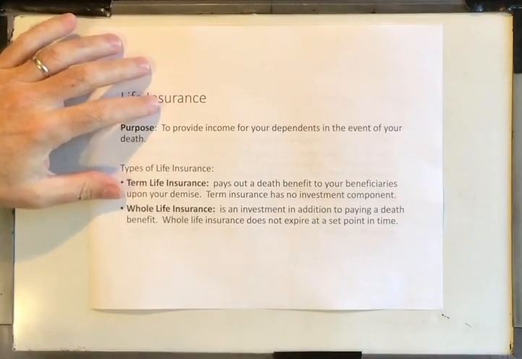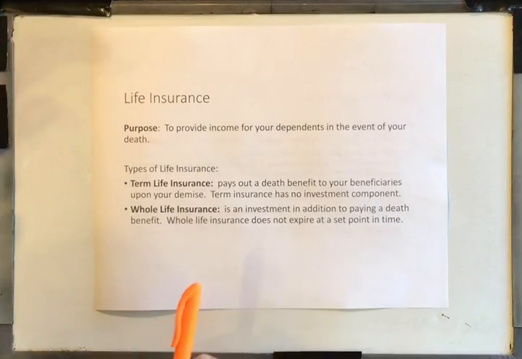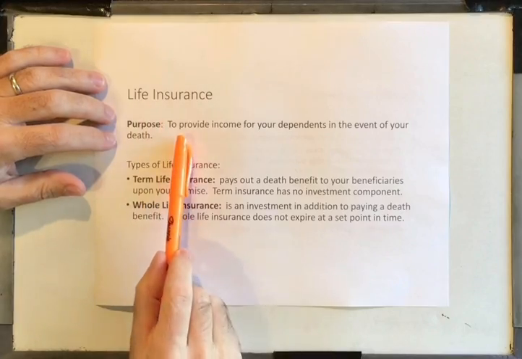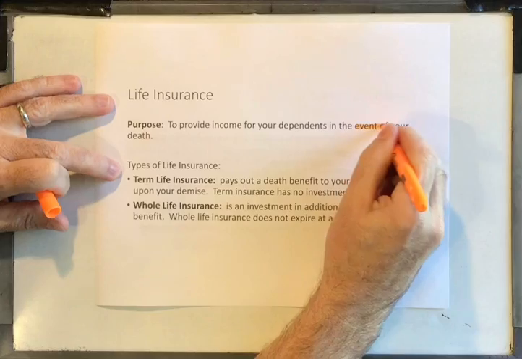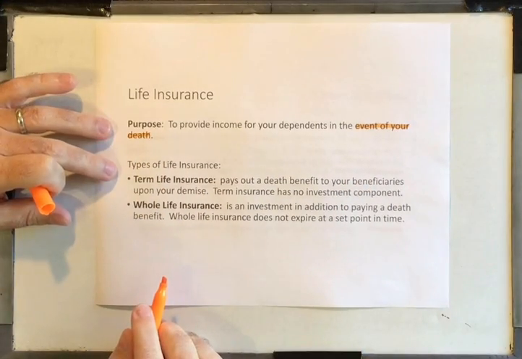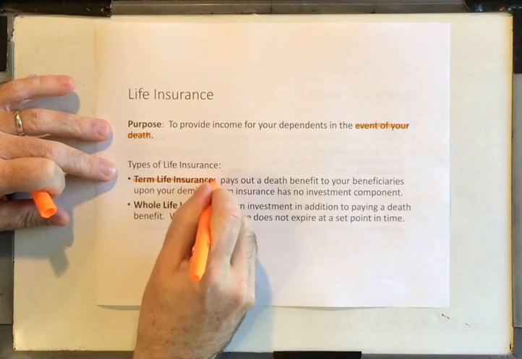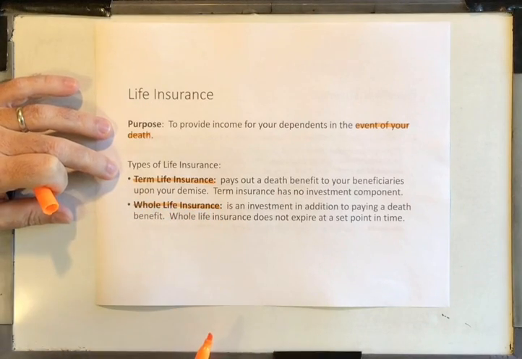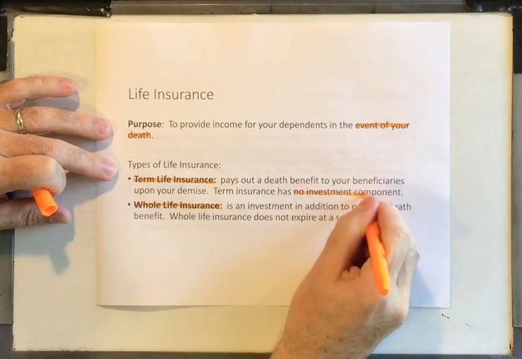All right, so life insurance. This presentation is about 3 major kinds of insurance. Life insurance is to provide for your dependents in the event of your death, your untimely demise. You have 2 types, term life and whole life.